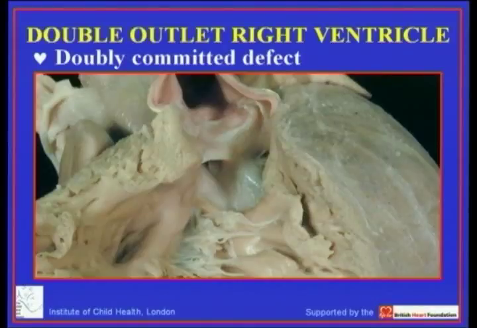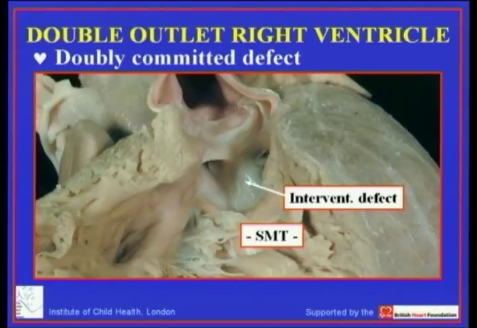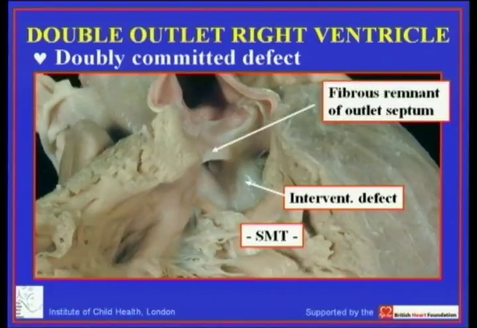You're looking up from the apex of the right ventricle, and hopefully by now you can recognize the tricuspid valve. And you can see here we have the limbs of septomarginal trabeculation. And once again, the interventricular communication is cradled within the limbs of the septomarginal trabeculation. And there is the defect. But now, in the roof or the superior margin of the defect, we no longer have a muscular outlet septum. Instead, we have a fibrous raphe that is beneath the conjoined leaflets of the aortic and the pulmonary valve.